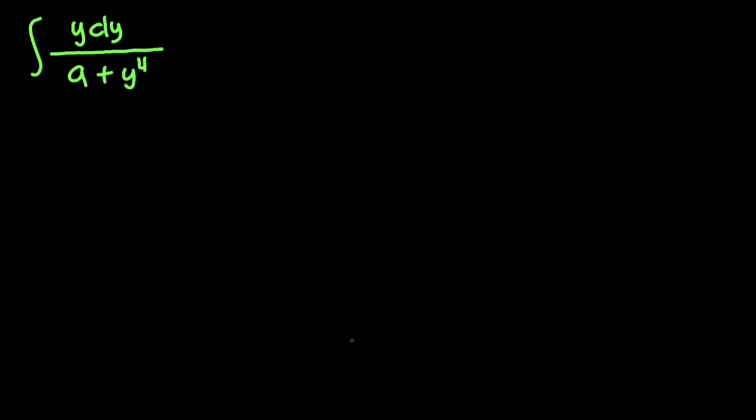The integral of y dy over 9 plus y raised to the power of 4. And so this is according to formula number 2. Make sure to take note of that. And so let us assign values here. A squared right here is equal to 9. And so the square root of 9 is equal to 3.